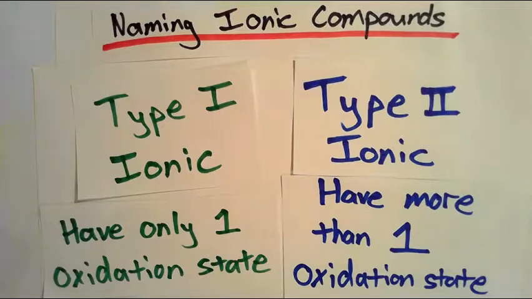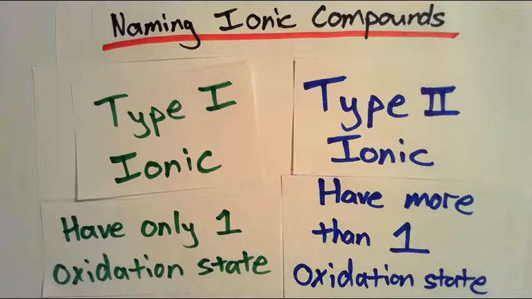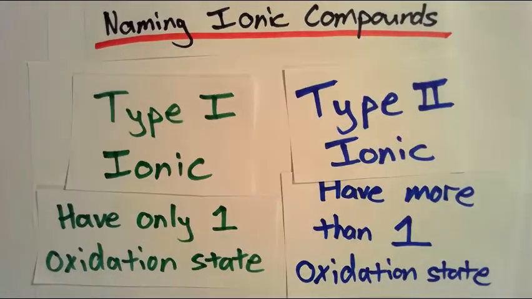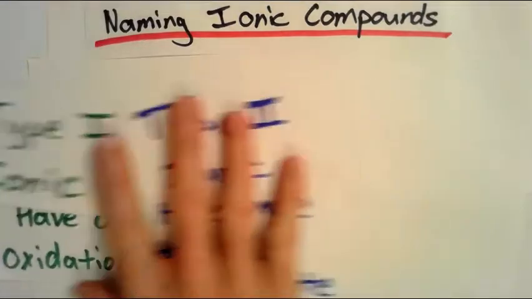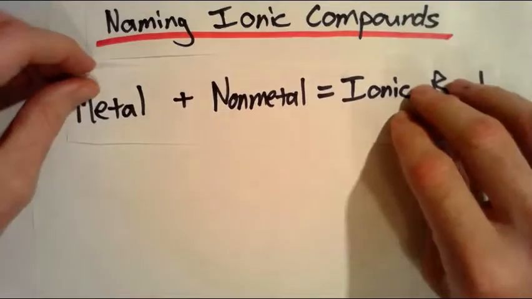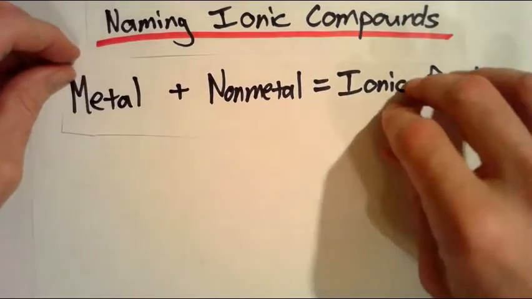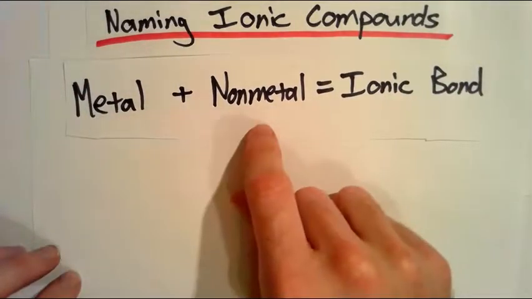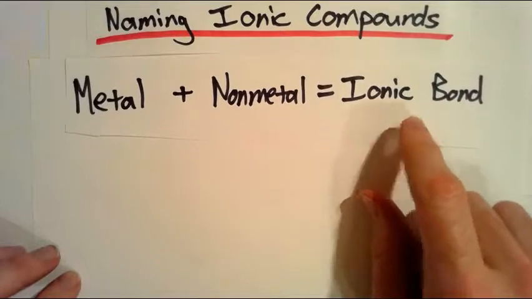If you're wondering right now what an oxidation state is, remember it's just the charge, but you also may want to check out the previous video on oxidation states. So let's review what an ionic bond is. An ionic bond is a mutual attraction between a metal and a nonmetal.